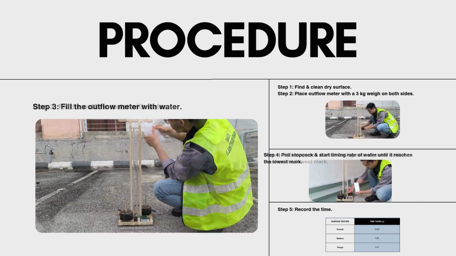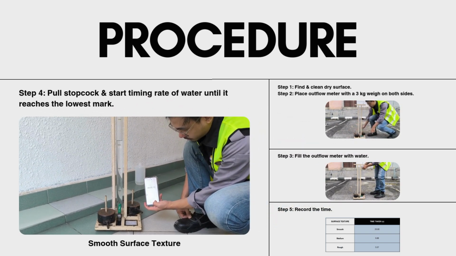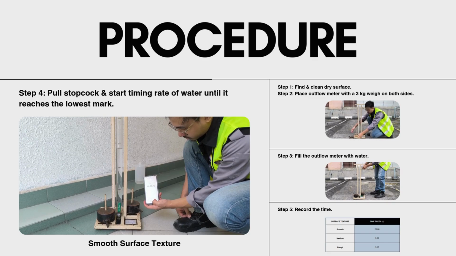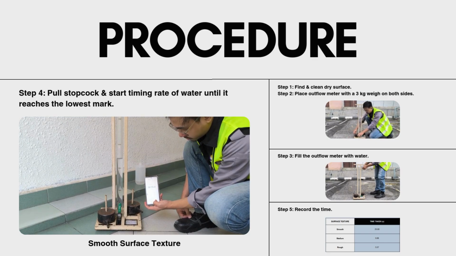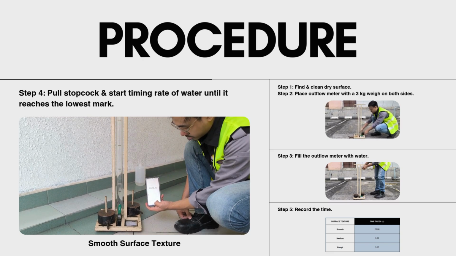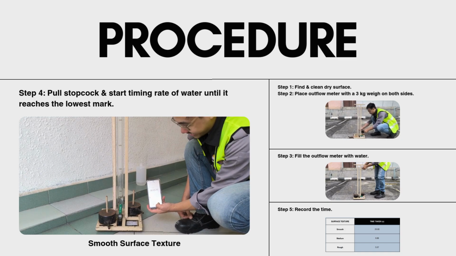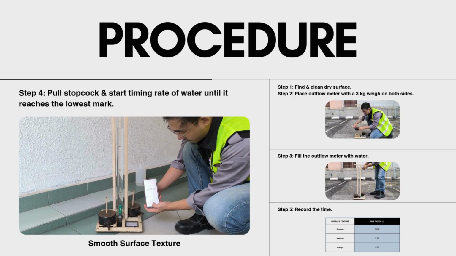Once the meter is filled properly, we're ready to move on to the next step of the experiment. For this step, we pull the stopcock to let the water start flowing out of the meter. As soon as the water begins to drop, we start the stopwatch. The goal here is to time how long the water takes to reach the lowest mark on the scale. This timing is important because it's what we will be using later to calculate the flow rate. Once the water hits that lowest mark, we stop the timer and that completes this step.